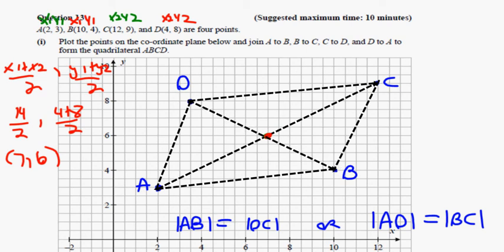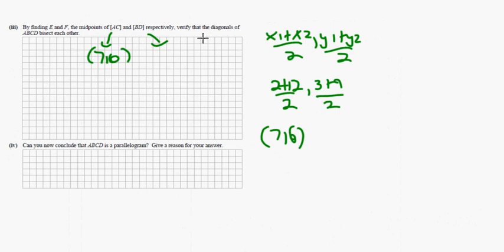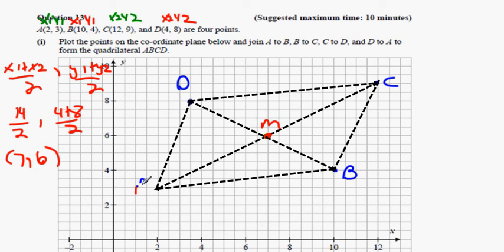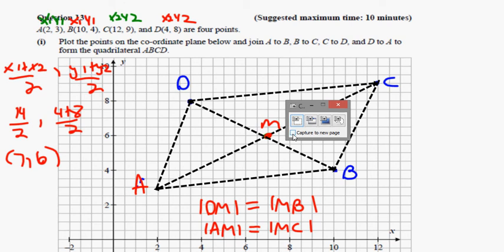Now, what it also wants me to verify is that the diagonals of ABCD bisect each other. To prove that they bisect each other is going to be quite difficult because we have to prove the lengths are the same. So, calling this M, I now have to prove that DM equals MB. Then I have to prove that AM equals MC. So that's what I'm having to prove for this next question, okay?